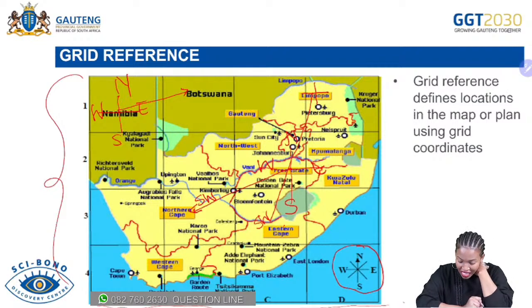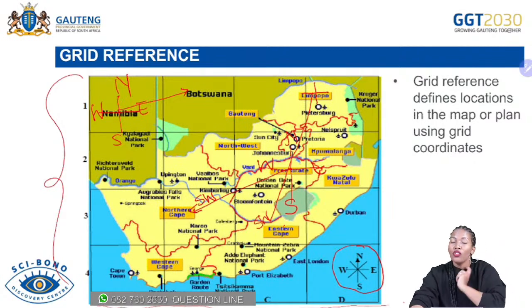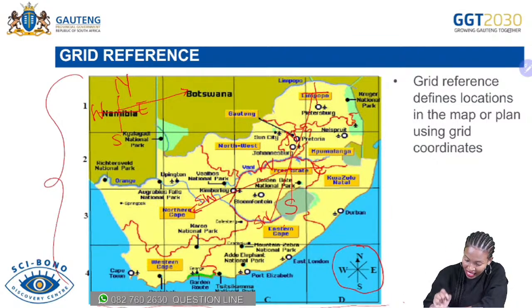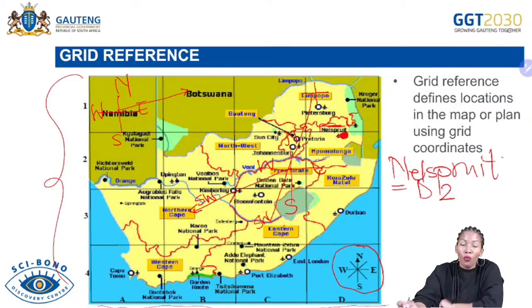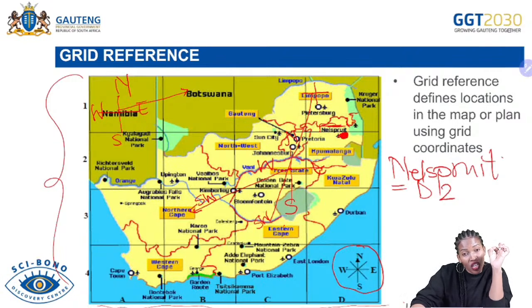And then, guys, let's just practice. When we work with the grid reference, when we are locating a position, the place, we are not interested in the name. We want the point that is there. For example, look at Nelspruit. What is the grid reference of Nelspruit? Here is Nelspruit. We've got a letter here, but this is the position of Nelspruit. So the grid reference of Nelspruit would be D2. We focus on the point, on the position, not on the letter, not on the word.